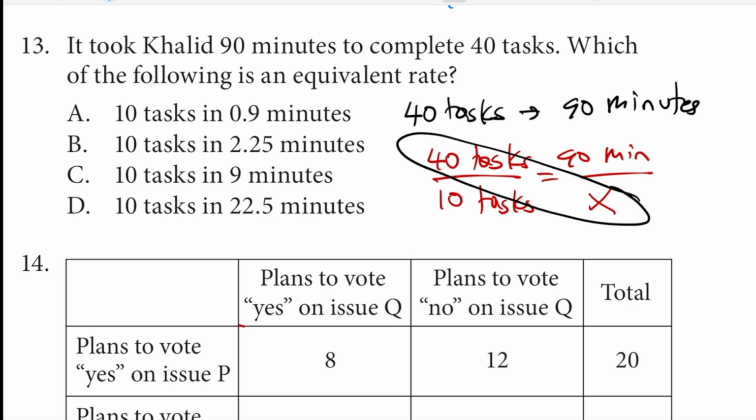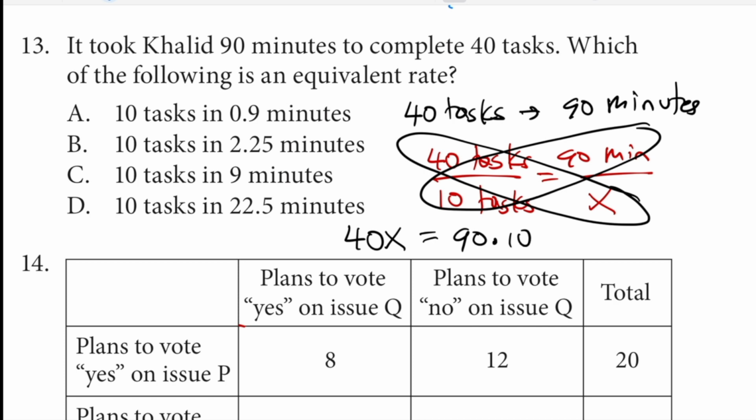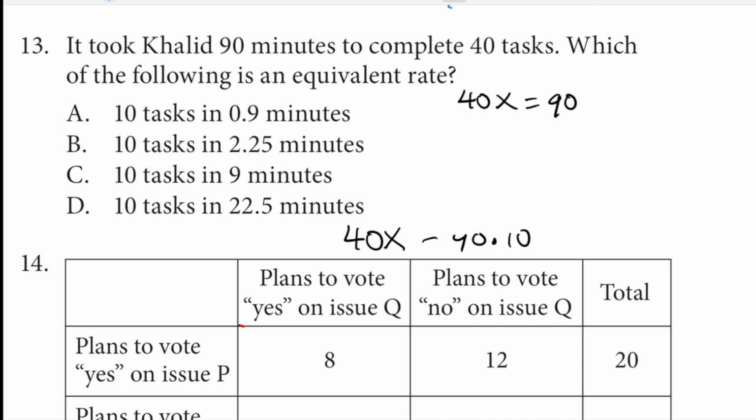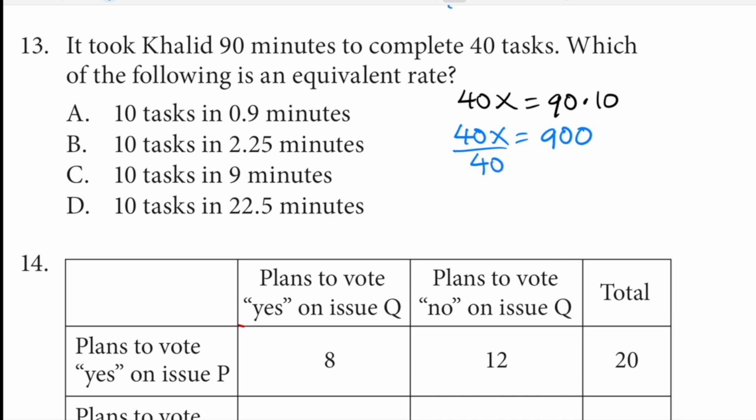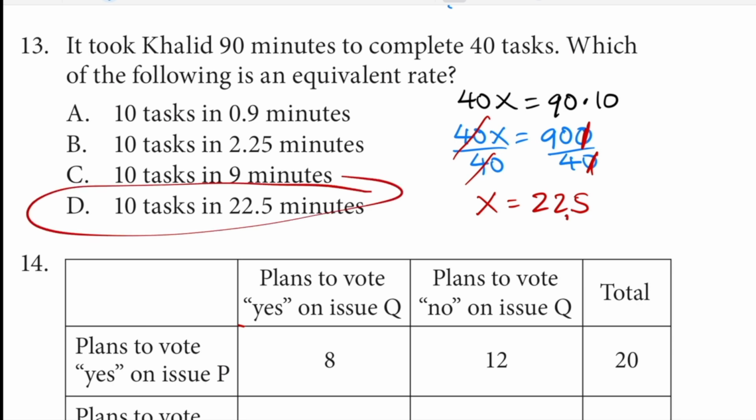40 times x is equal to the other diagonal, which is 90 times 10. All right, let's erase. I have 40x equals 90 times 10. 40x stays the same, 90 times 10, you just add a 0. And then you divide it by 40, okay? This 40 cancels with the 40, and you have x equals, cancel the 0s, and 90 divided by 4, calculator, is 22.5, which means my answer is D. All right, so that's this ratio.